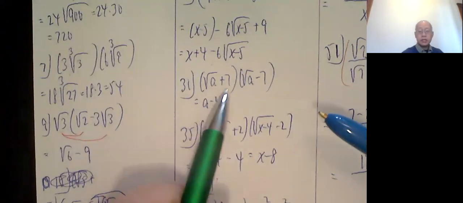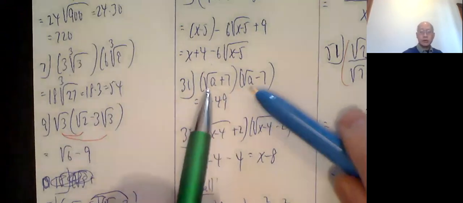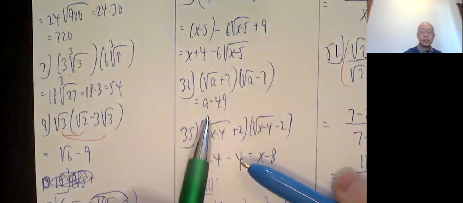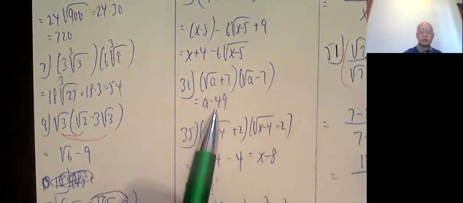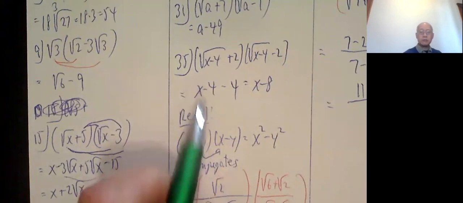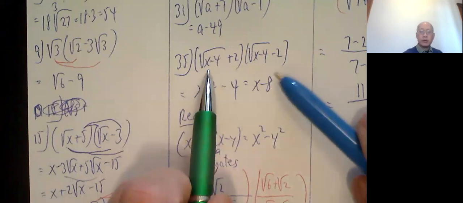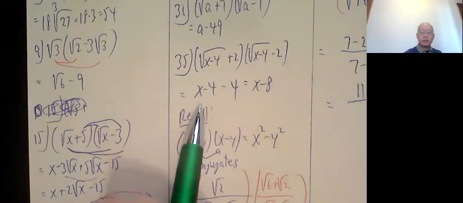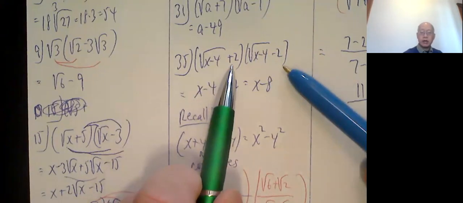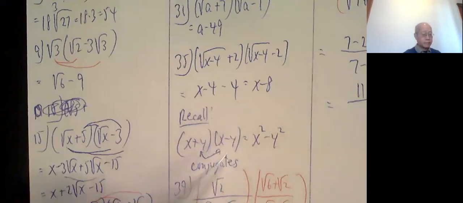Okay, radical a plus 7, radical a minus 7, that's like x plus y, x minus y. So a, subtract the square of this, 49. Pretty much the same game here. This is of the form a plus b, a minus b. So I square this, x minus 4, minus the square of this, 4. And x minus 4 minus 4 is x minus 8.